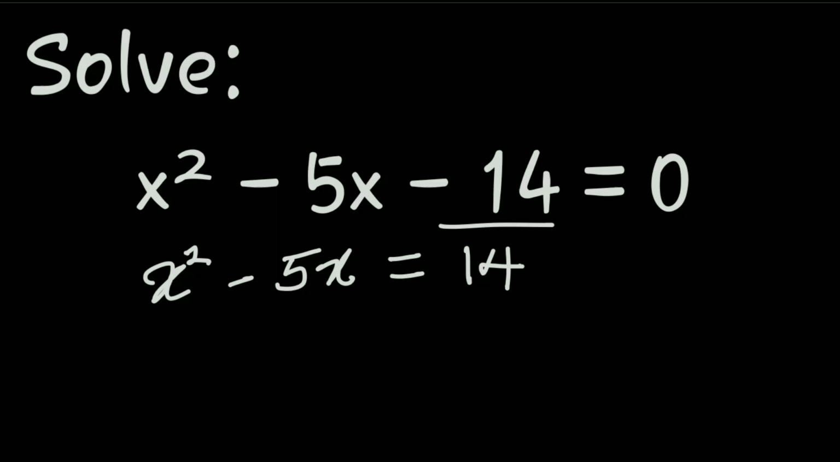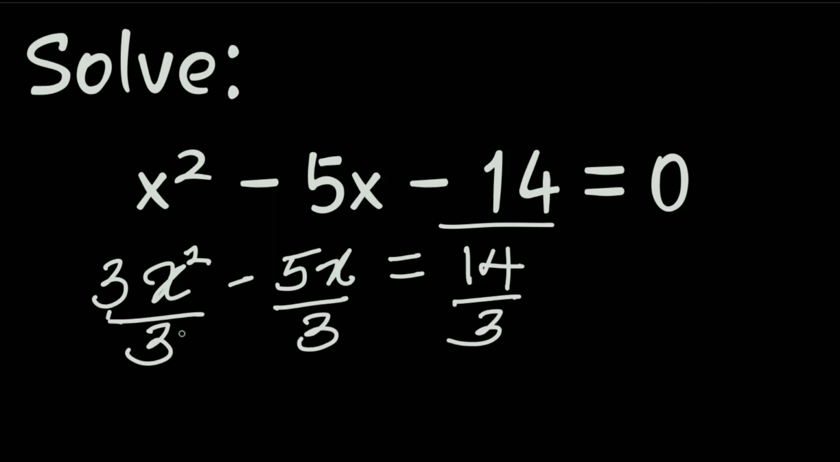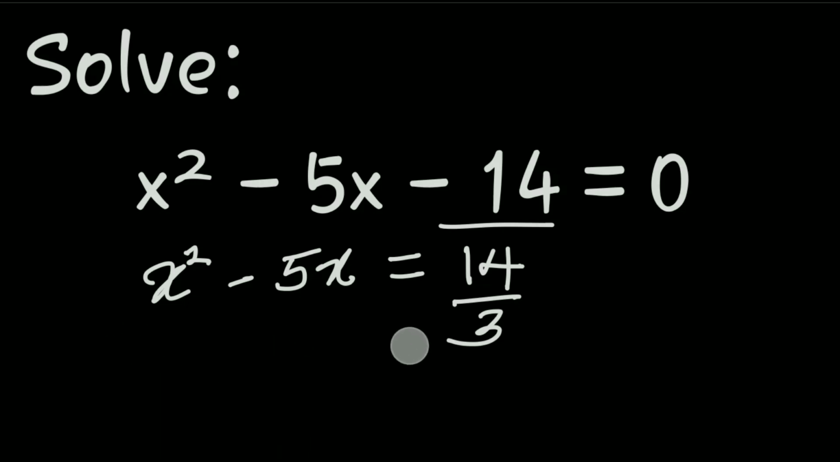If the coefficient of the quadratic term is not 1, then you divide through with the coefficient of the quadratic term. For instance, if this is 3x squared, then to make this 1, you divide each term of the equation by whatever the coefficient is. But in this case, the coefficient is plus 1, so we move on to the next stage.